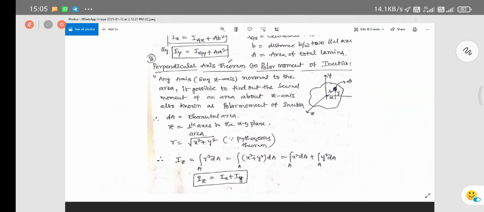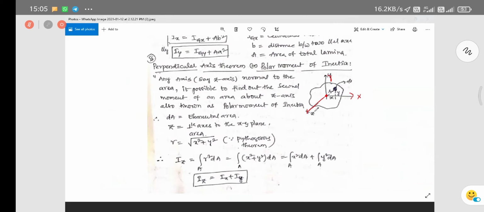See here, the perpendicular axis theorem is very simple. I have taken the same lamina. The central position of this lamina is located at this particular point. For this, x is my x-axis and y is my y-axis, which are passing through the center point of this lamina. So x, y and z, three axes are there.